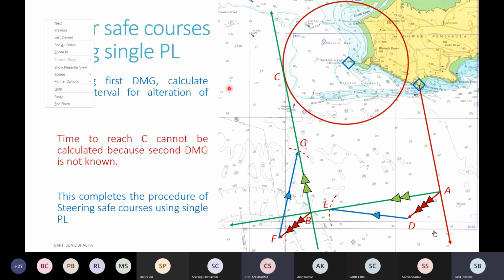Not required. We don't have to bother about safe speed here. What we are bothered about is basically the plotting and the chart work part. Yeah, right. Whatever speed they have given us, if they have given us that engine speed is 12 knots, you just keep on following that 12 knots. We are not much bothered about whether he is maintaining the safe speed or not.